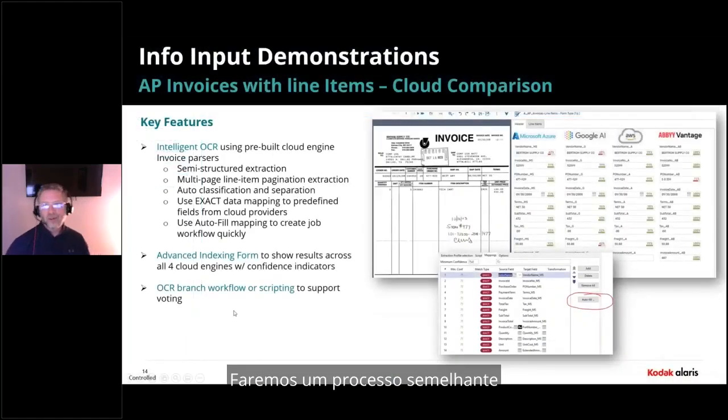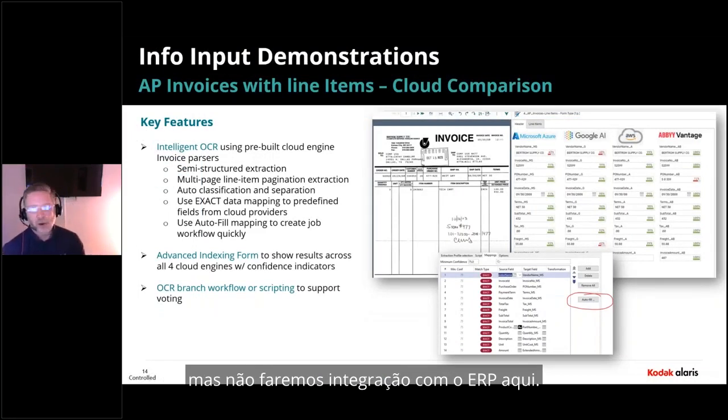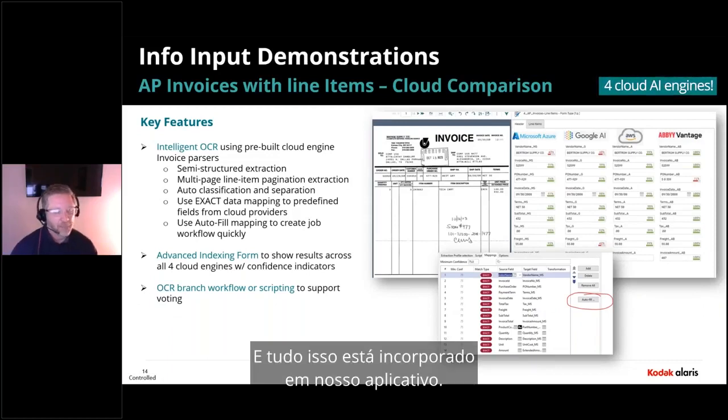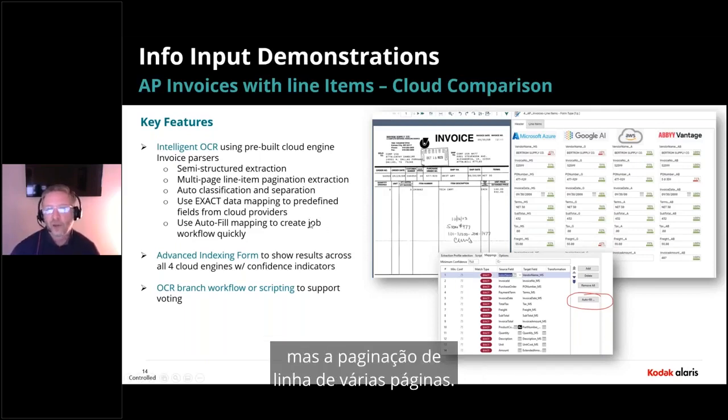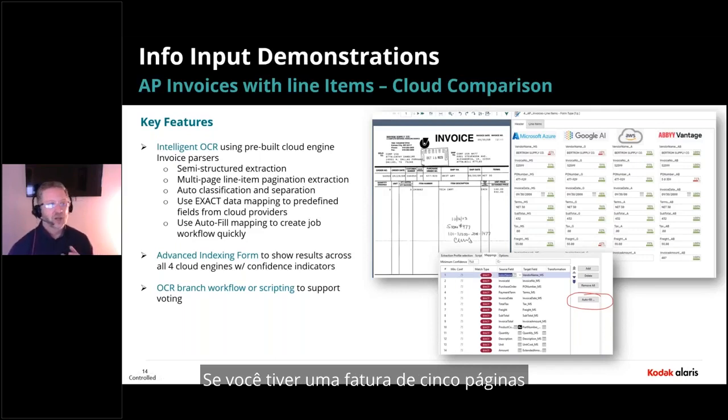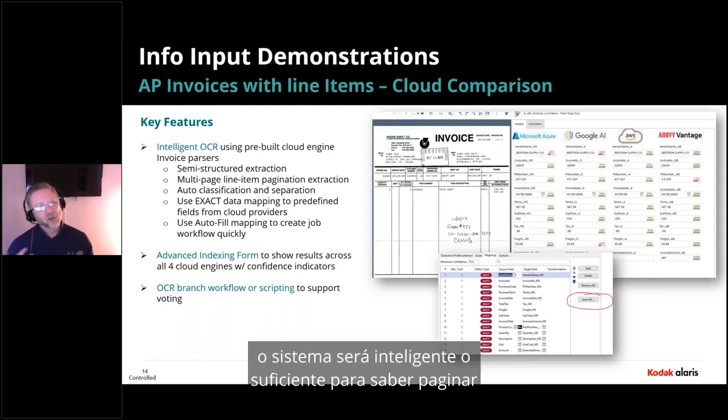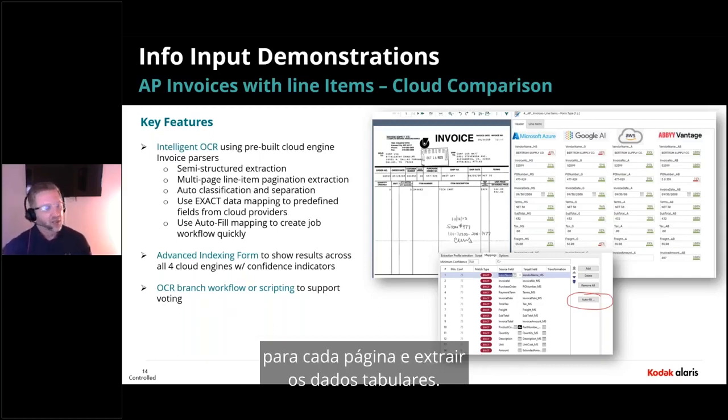We're going to be doing a similar process, but we're not going to be integrating with the ERP. Here, we're going to be doing an AP invoice with line item extraction across 4 engines, and these are all embedded in our application. One of the neat things here is not only semi-structured extraction, but the multi-page line item pagination. If you have a 5-page invoice and those line items roll to each page, the system is smart enough to paginate to each page and extract the tabular data.